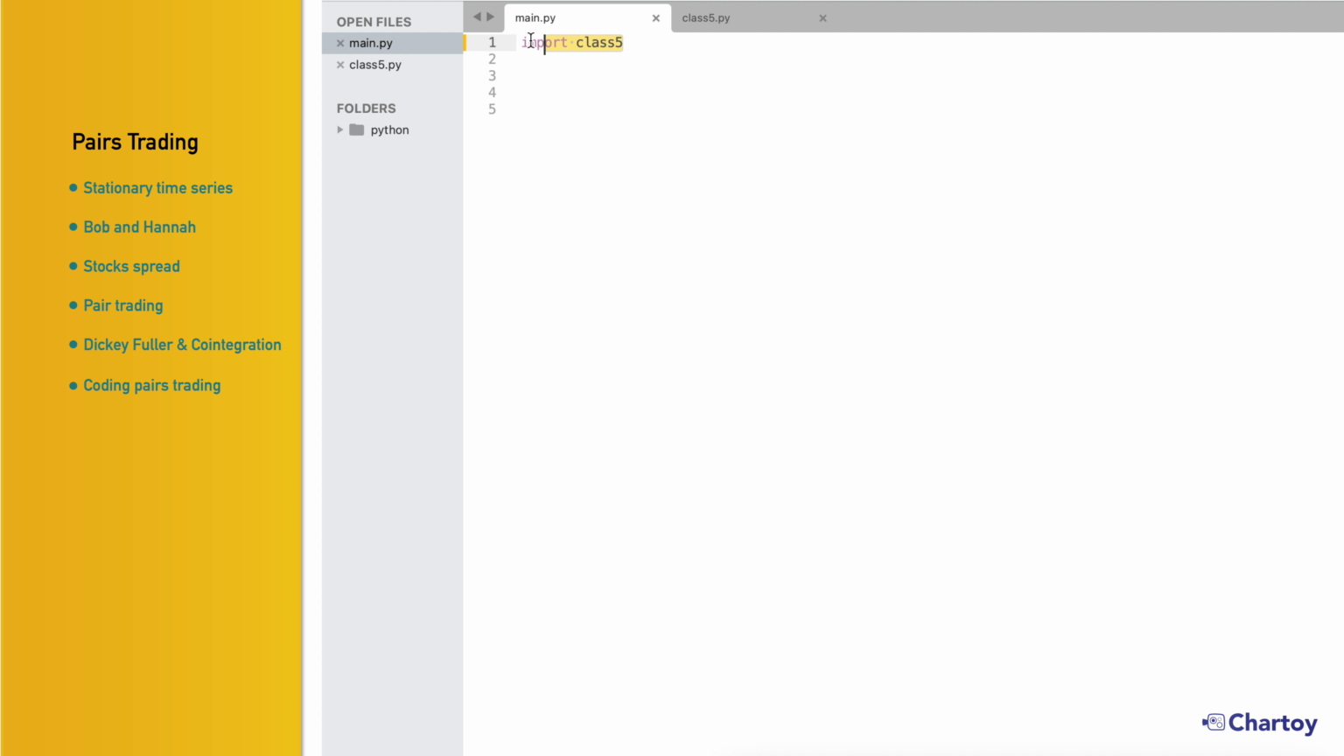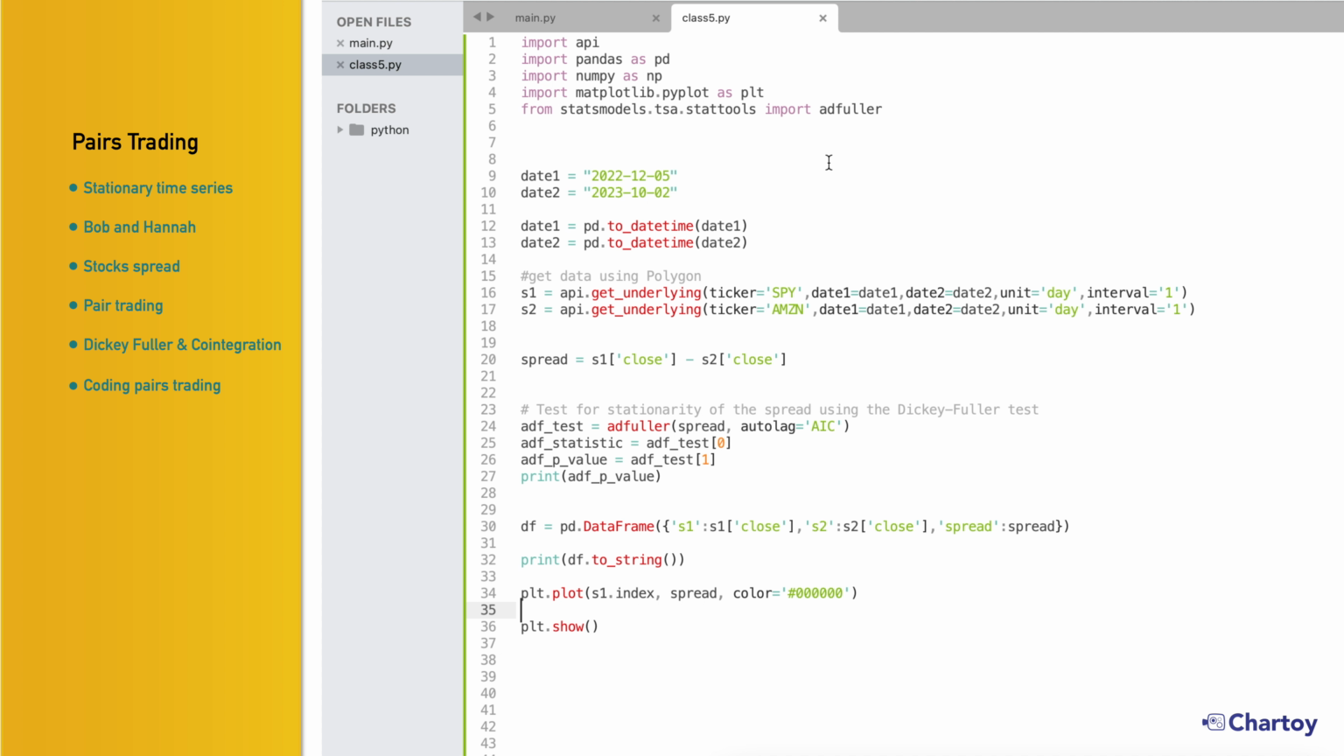Start by importing the class 5 module, which is this class. Here we start by importing the API module, which is the module to get historical data. We programmed it in the first class, you can go ahead and watch it. Next, we import pandas and numpy, which allow us to handle and create data frames. And next, we import matplotlib, which lets us visualize things.